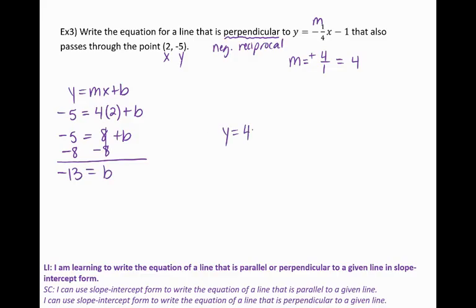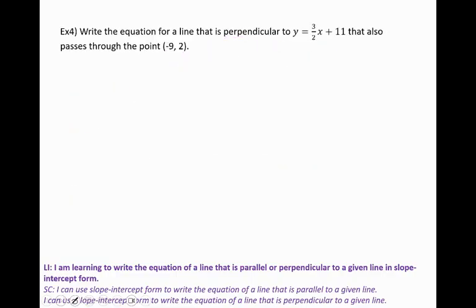y equals 4x, using my fantastic slope that we figured out, and then my new b value, which is negative 13. As a side note, you could write this as y equals 4x plus negative 13. That would also be a correct answer. Most of the time we just say minus 13, but if you wanted to write it that way, that would be okay. All right, last one.